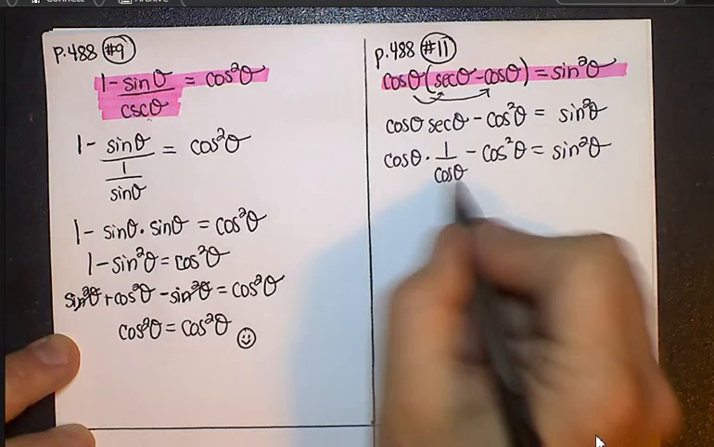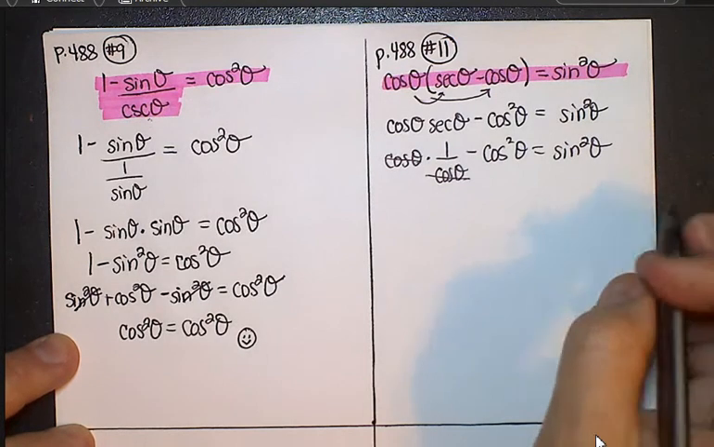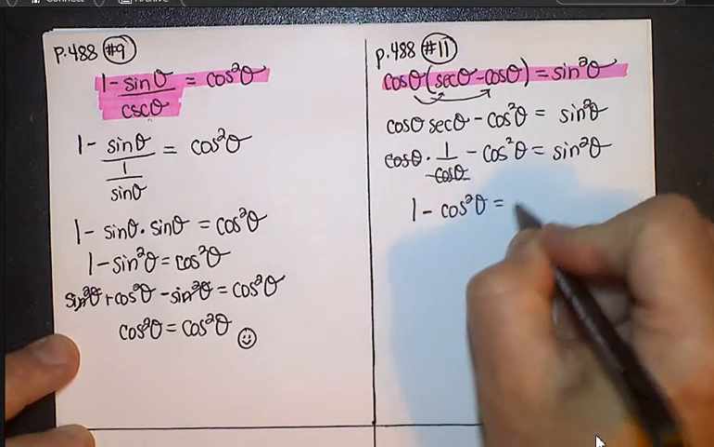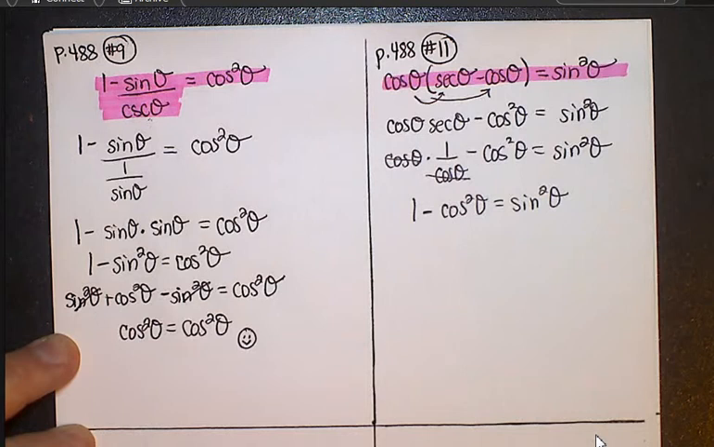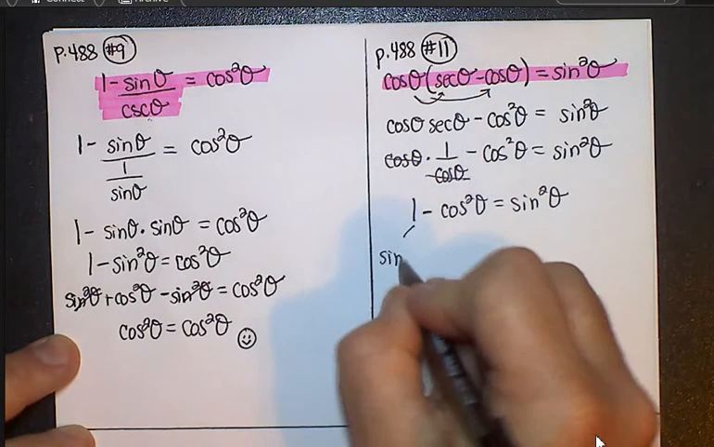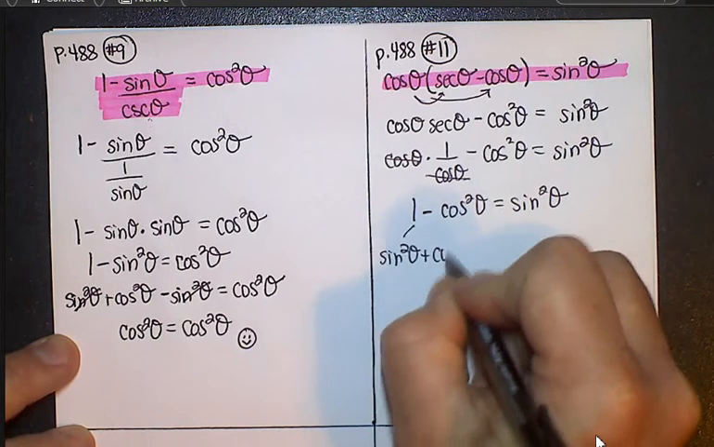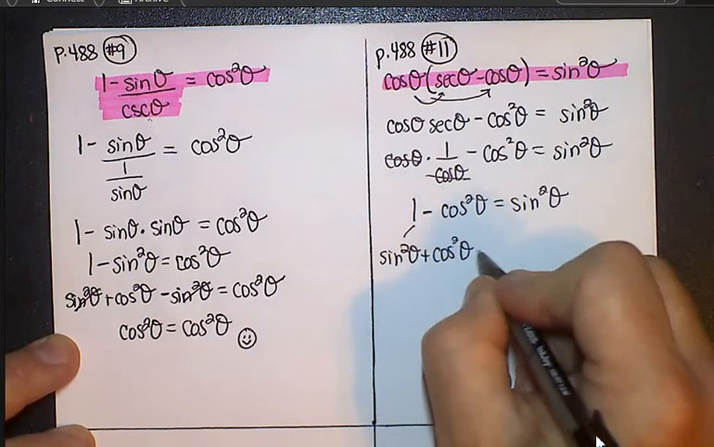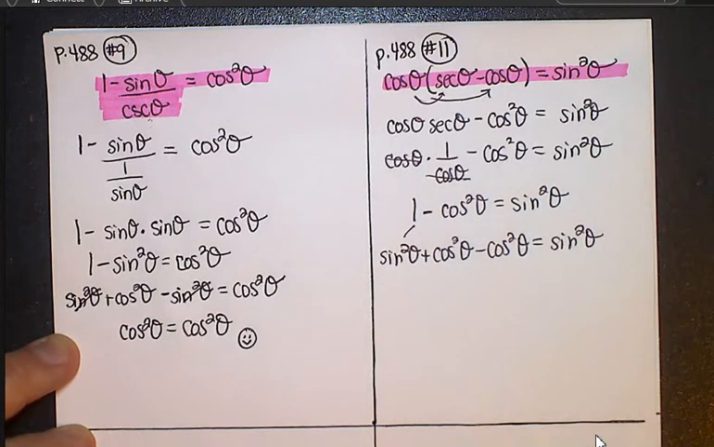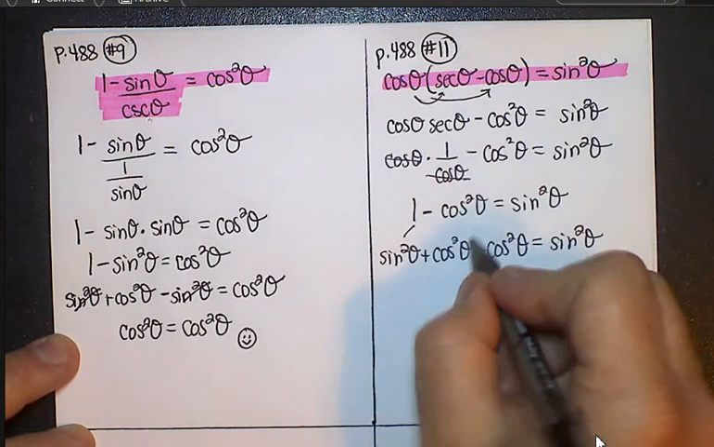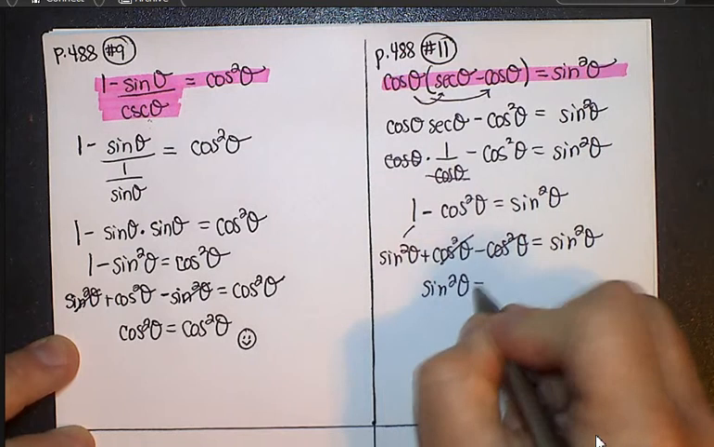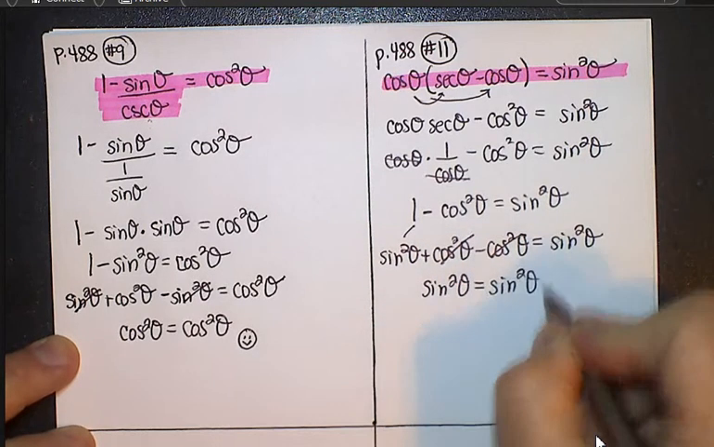And what happens is, multiplying these two things, the cosines will cancel, leaving me with 1 minus cosine squared theta is equal to sine squared theta. And once again, 1 becomes sine squared theta plus cosine squared theta, then minus cosine squared theta is equal to sine squared theta. I'll be able to get rid of the two cosines, leaving me with sine squared theta is equal to sine squared theta, and we are done.